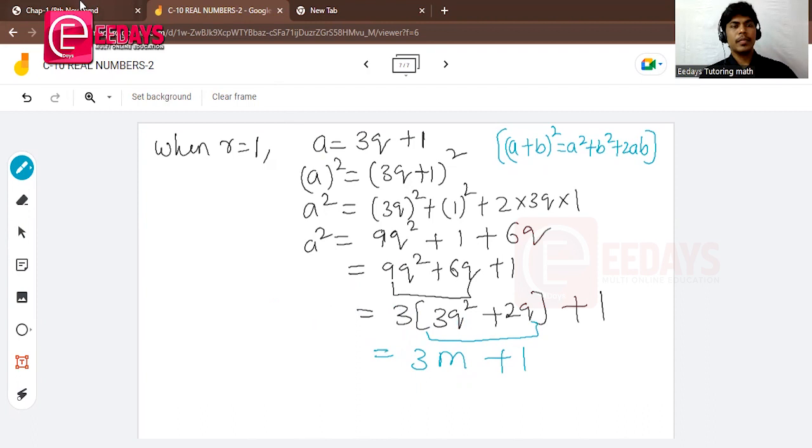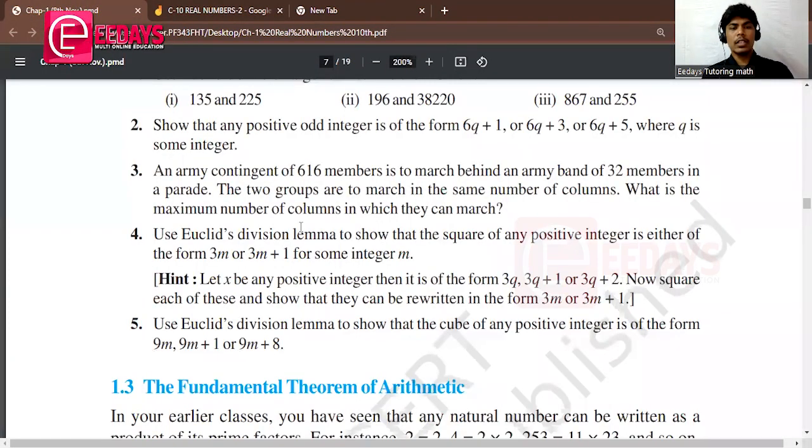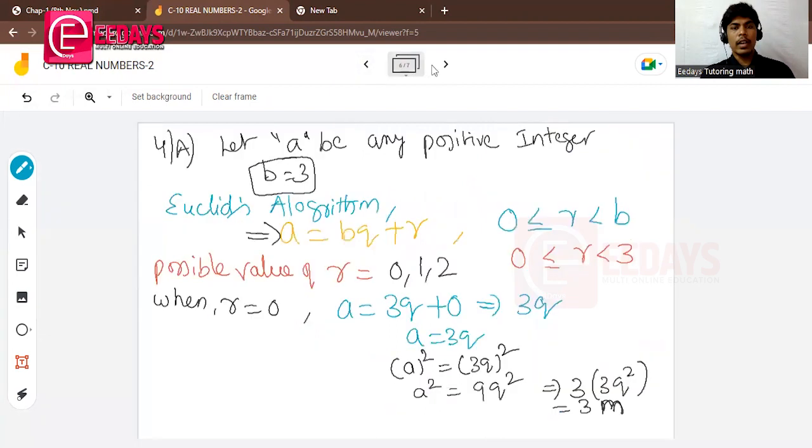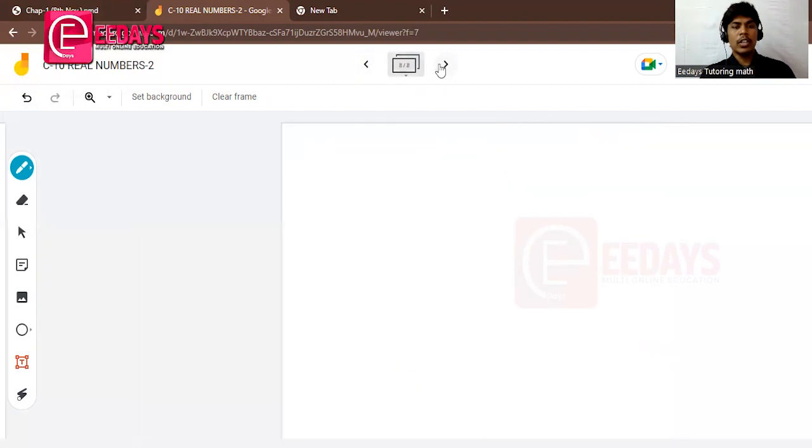So here, what is the question they asked? Here, the Euclid division lemma method: you can do squaring on the square of any positive integer. That's why we are doing squaring on both sides. So we'll get 3m or 3m plus 1. After that you can write, so we proved that r is equal to 0 and 1. Now our next part is 2.